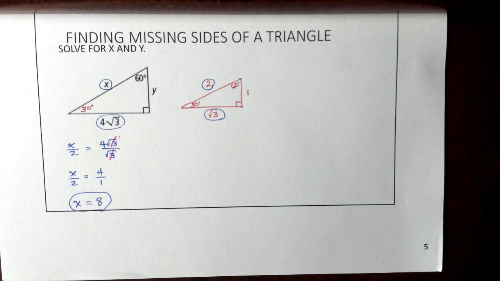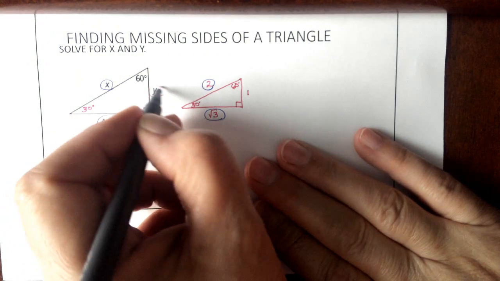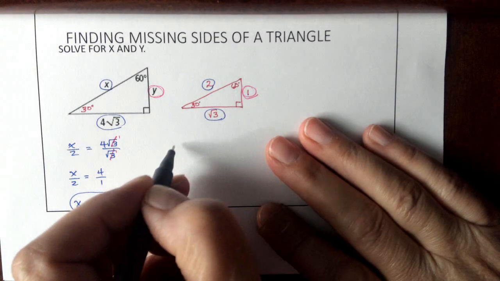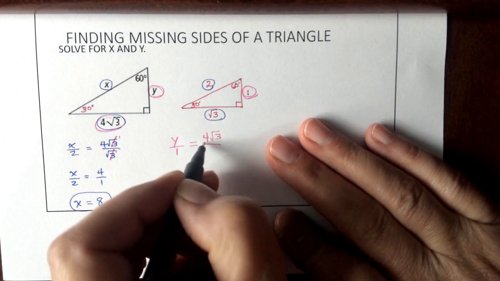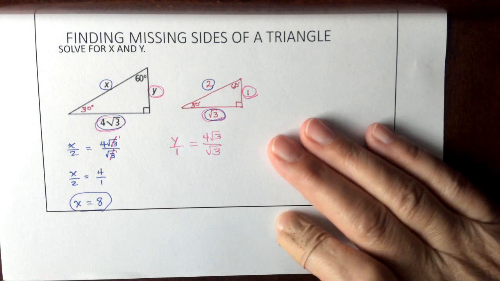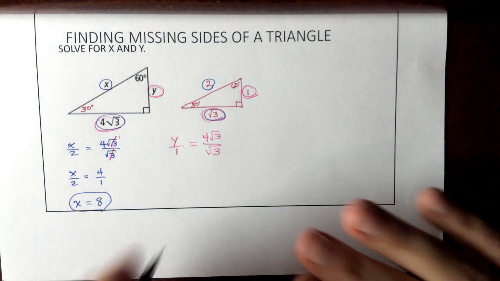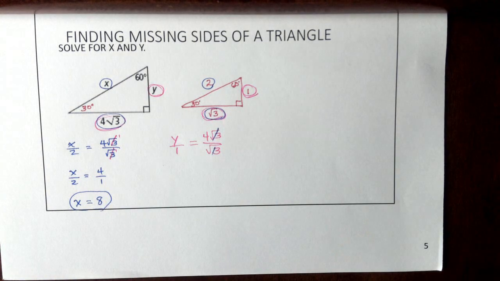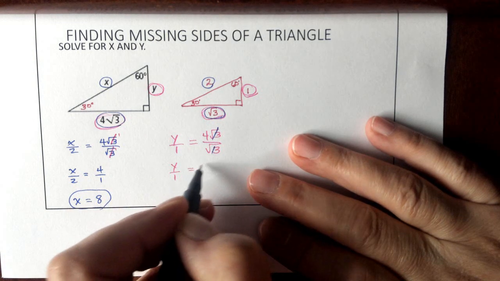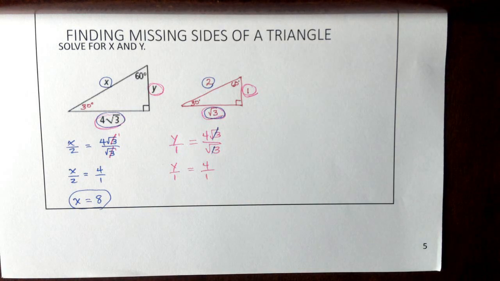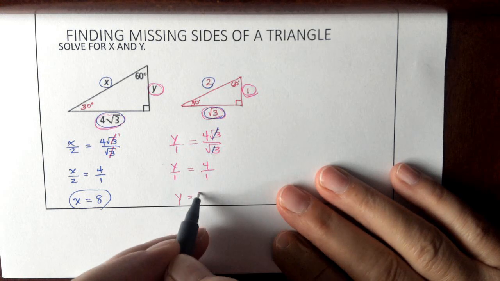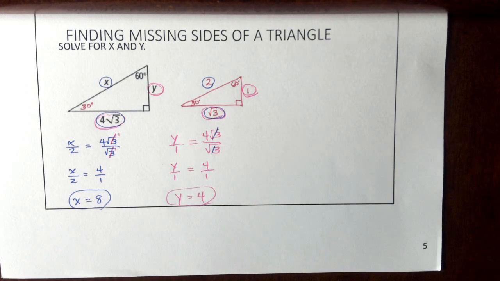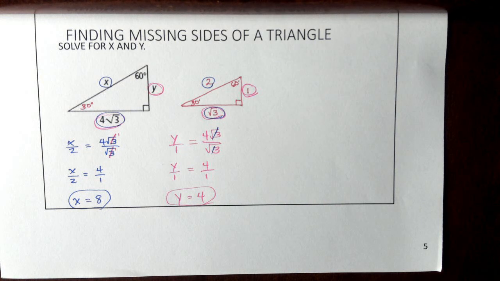Alright, one more and we're finished. Let's solve for y. Y goes with 1, so y is to 1 as 4 radical 3 is to radical 3. Once again, I'm going to cancel those radical 3's that I see, and I'm going to have y over 1 equals 4 over 1 when I rewrite it. And then y times 1 is y, 4 times 1 is 4, y equals 4 is our final answer.